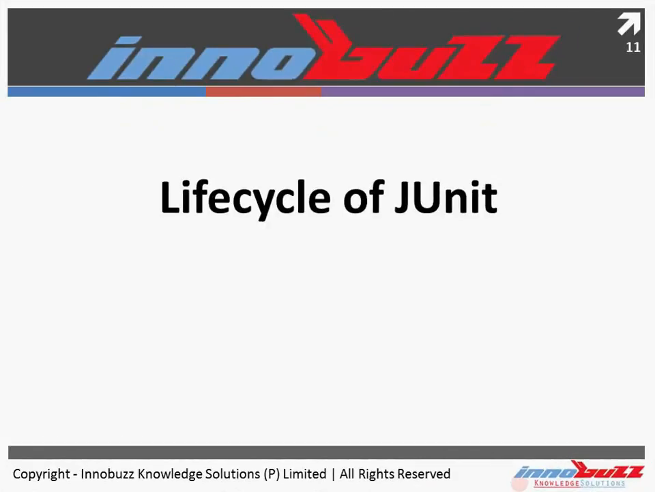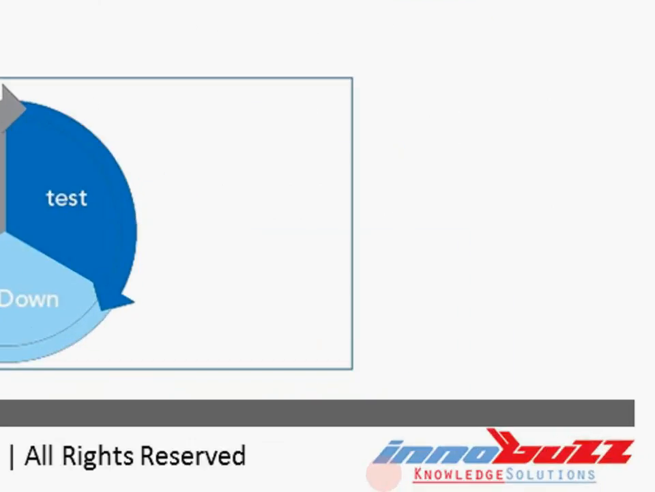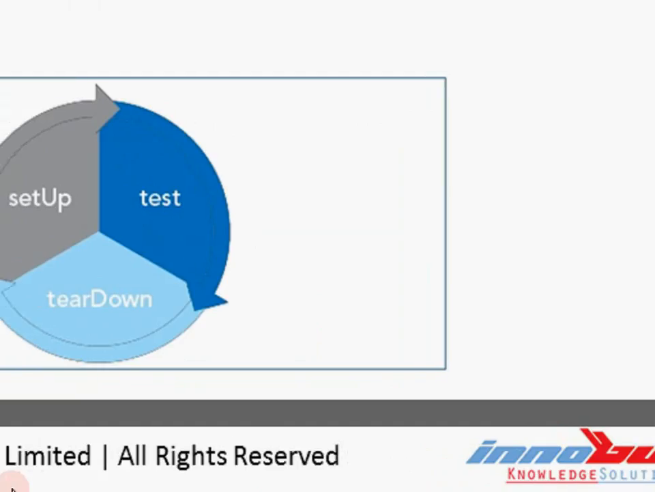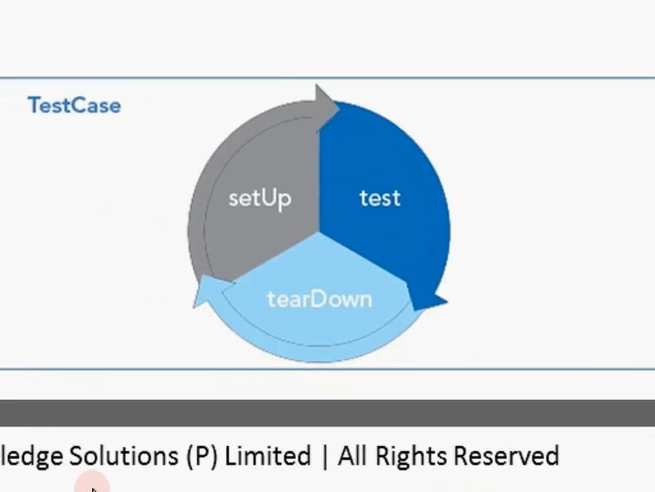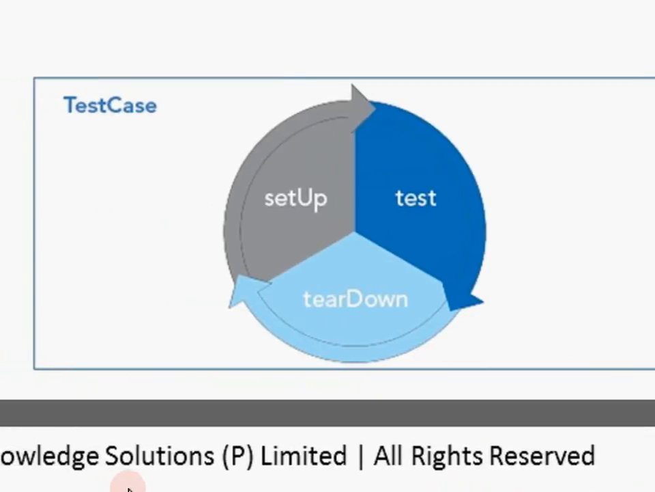Next is the life cycle of JUnit. In order to start with JUnit, we need to know the life cycle involved in JUnit. So what are these life cycle methods? It is the test case. A test case is nothing but a class which consists of test methods for your Java application in order to test it. The first thing is the setup.